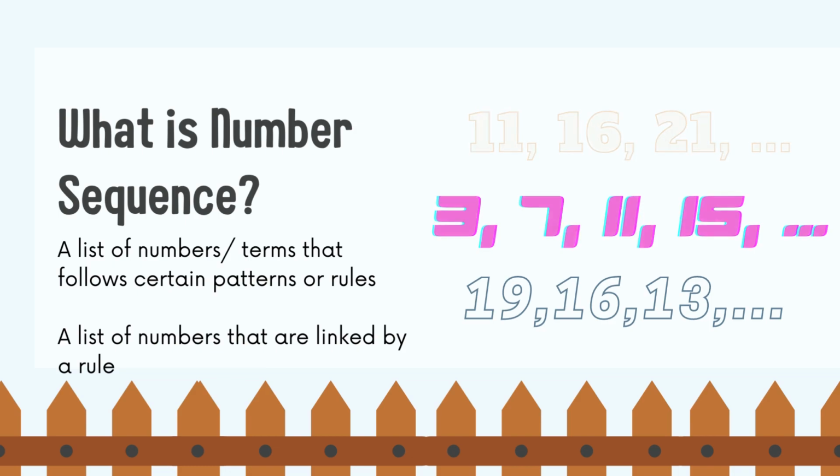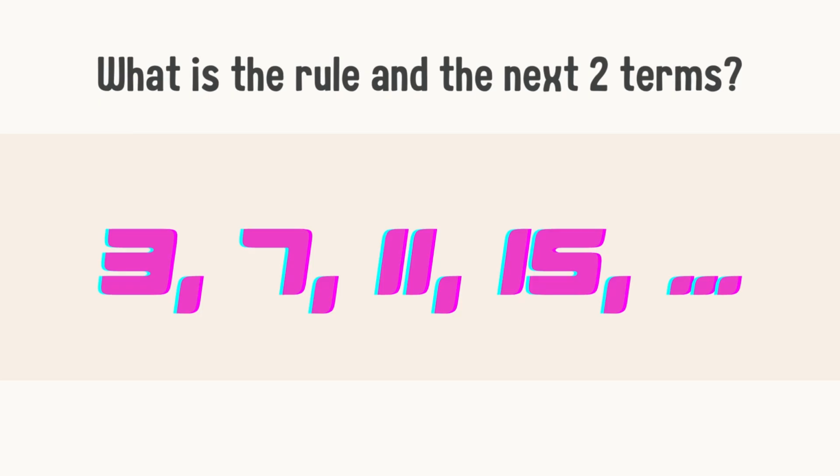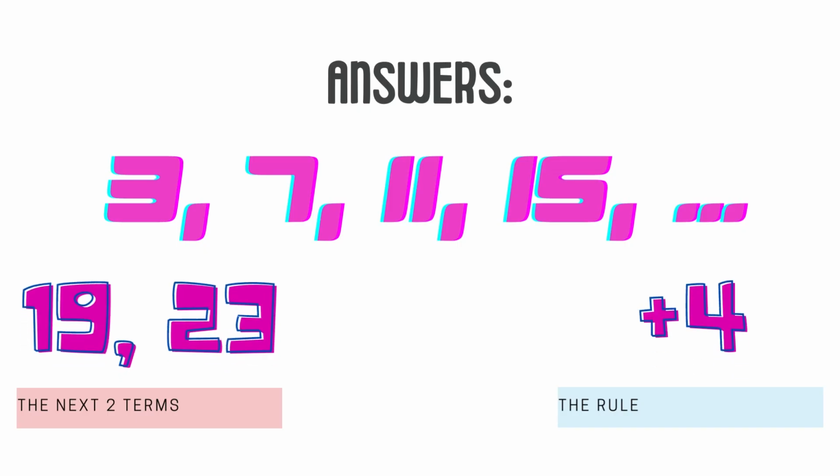Now we will go to the exercise. What is the rule and the next two terms of this number sequence? Then we will go to the answer page. The rule is plus 4. 3 plus 4 is 7. 7 plus 4 is 11. 11 plus 4 is 15. By knowing the rule, you will be able to find the next two terms. 15 plus 4 is 19. 19 plus 4 is 23.